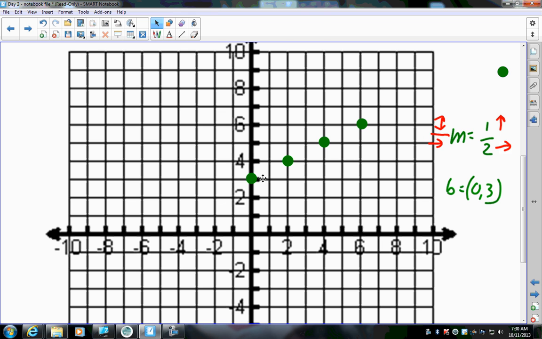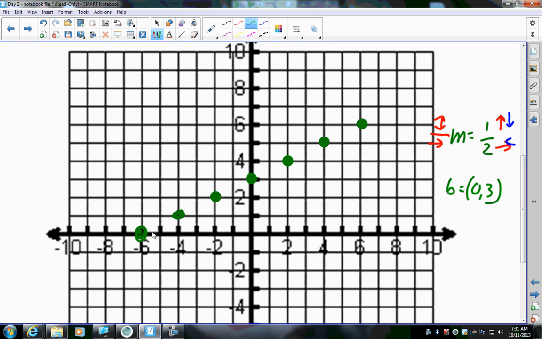Then you can also go backwards. If you go backwards, you do the opposite. You go down 1, to the left 2. So when I go over here, I'm going to go back to the y-intercept. I'm going to go down 1, to the left 2. And you can keep doing that. Down 1, to the left 2, put a dot. Down 1, to the left 2.